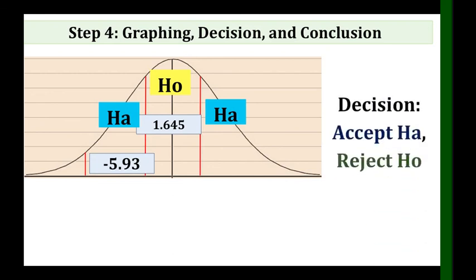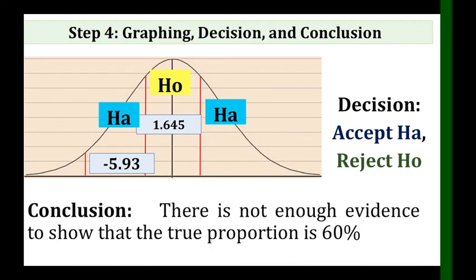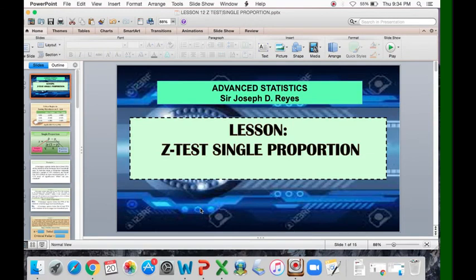Again, go back to step 1. What is our statement in HA? And the answer is there is not enough evidence to show that the true proportion is 60%. And actually, that's obvious. There is no 60% in 22 and 80, right? So using statistical treatment, we can solve, or we can prove that proposition, that there is not enough evidence to show that the true proportion is 60%. So that's all about the z-test for a single proportion.